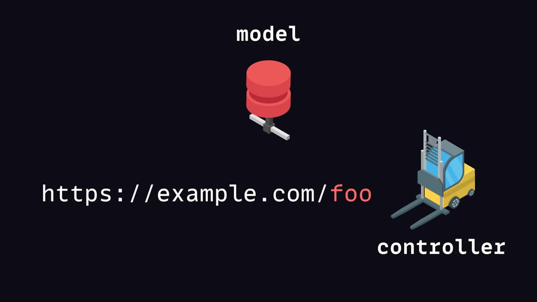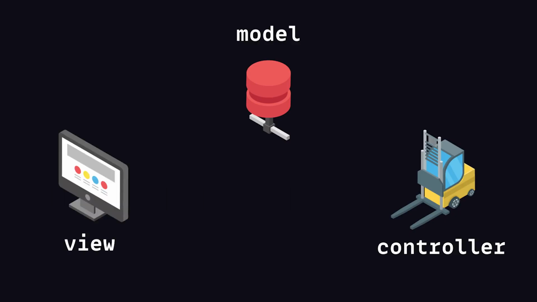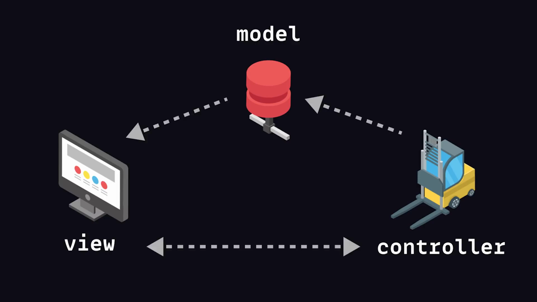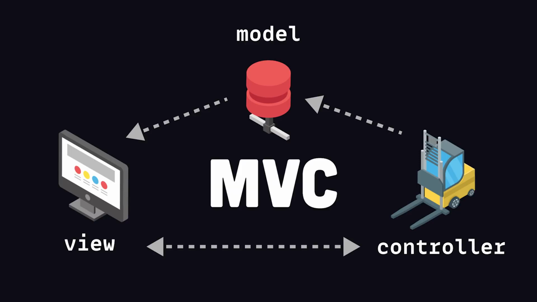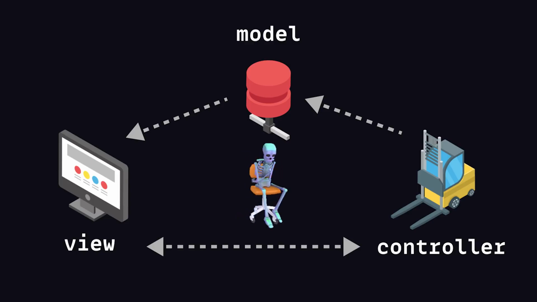Second, they provide routing that can map a URL in the browser to code that you want to run on the server. And third, they provide a way to dynamically insert data from your database directly into HTML for the UI. Together, these 3 elements make up the Model View Controller Architecture, or MVC, which is by far the most common approach when building a full-stack web app.